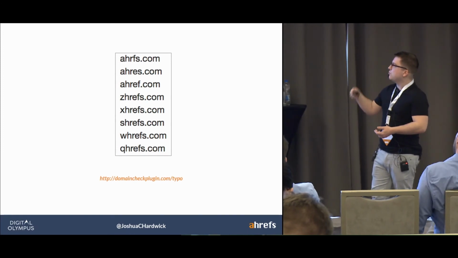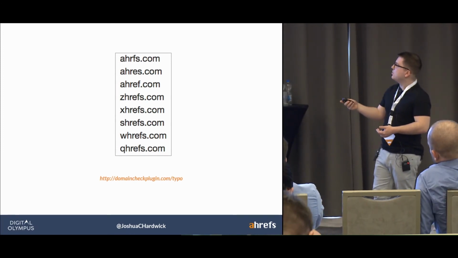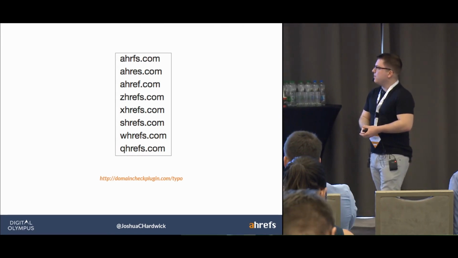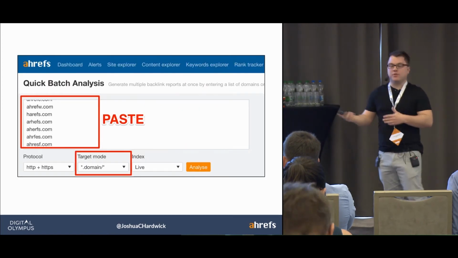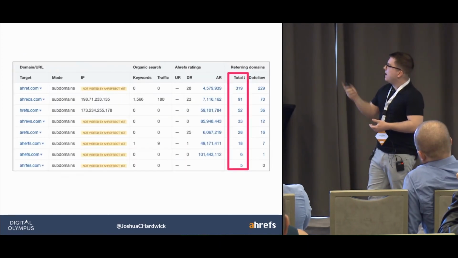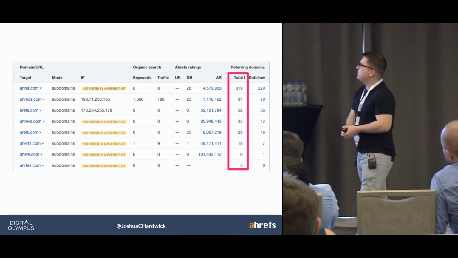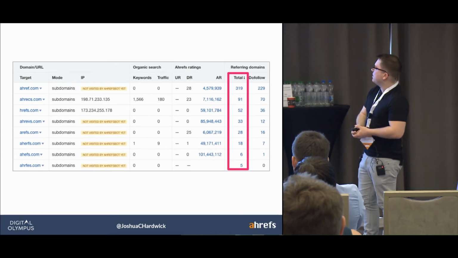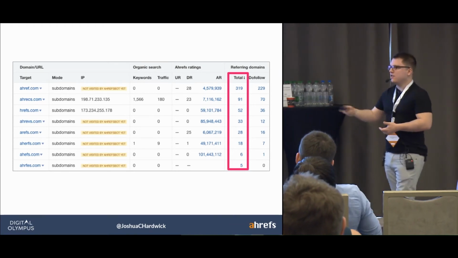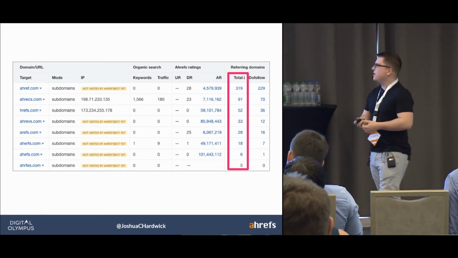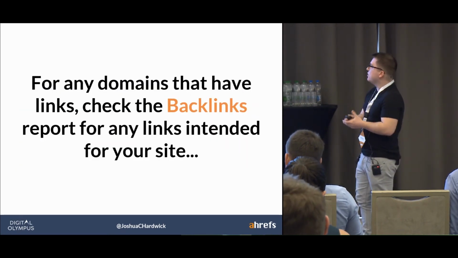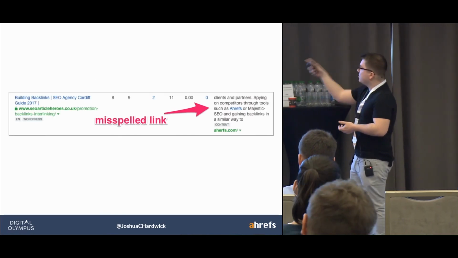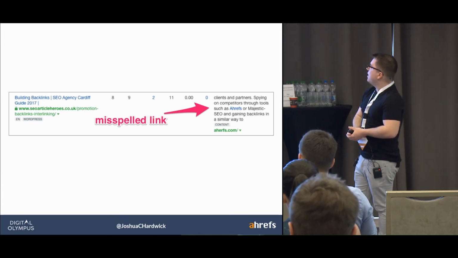And then you can copy and paste that into the batch analysis tool again. Use the domain mode this time as opposed to the URL mode, because we're looking for links to the domain anywhere on the domain. And you end up with that same kind of report. Sort by referring domains from high to low, and you get a list of these misspelled domains with backlinks, and then you can dig into the backlink report for each of those and find any links that are intended for your website. So again, just check the backlinks report and find if any of those links are supposed to go to your site. That's how I found that example that I showed earlier as well.